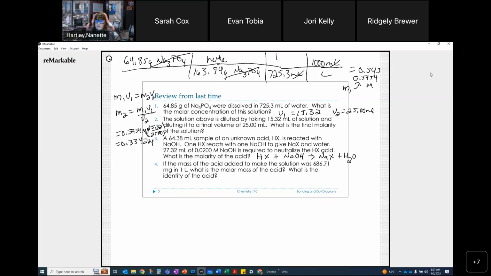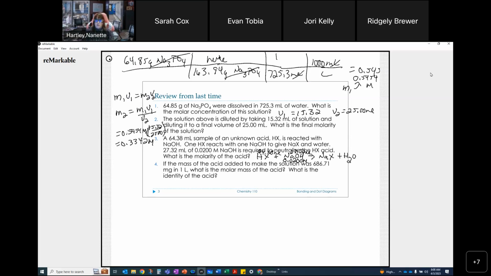And it's a one-to-one relationship. 27.32 milliliters of 0.0200 molar NaOH. And I used 27.32 milliliters of that to do this titration. That's required to neutralize the HX acid, which has a volume of 64.38 milliliters.